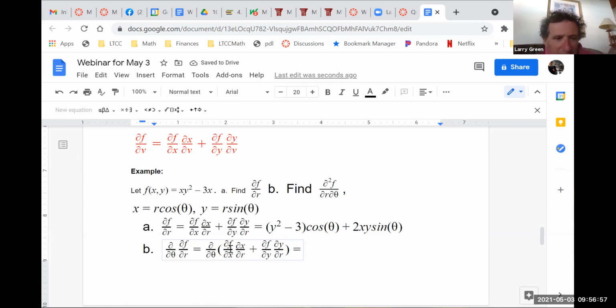So now what we need to do is figure out these derivatives. We need del over del theta of del f del x times del x del r. So let's write this out.